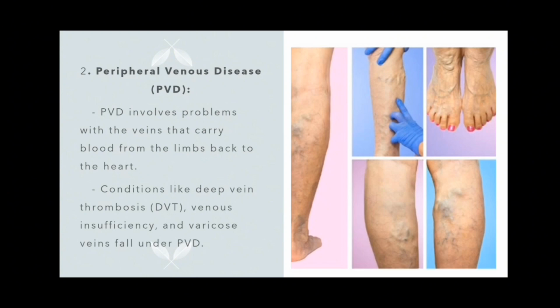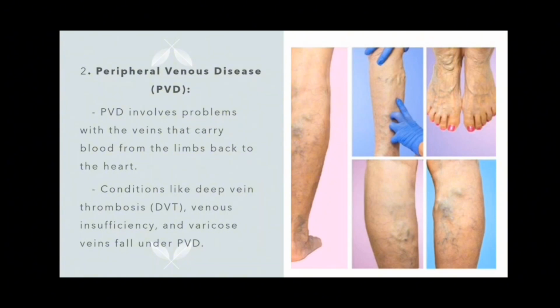The second one here is the peripheral venous disease. PVD involves problems with the veins that carry blood from the limbs back to the heart. So the conditions like deep vein thrombosis or DVT, venous insufficiency, and varicose veins can fall under PVD.